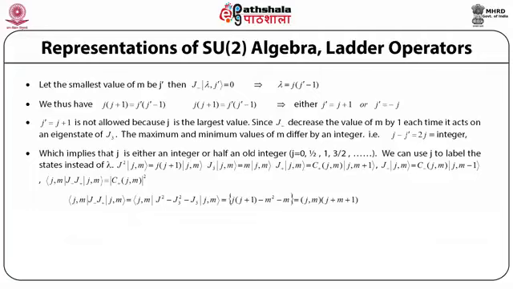So what does it mean? It means the state jm is an eigenstate of two operators, J square and J3, because J square is the only operator which commutes with all the other generators. So in general, the state can be designated by just giving two numbers j and m, such that J square acting on the state jm projects out the value j into j plus 1, and J3 acting on this state jm projects out the value m.